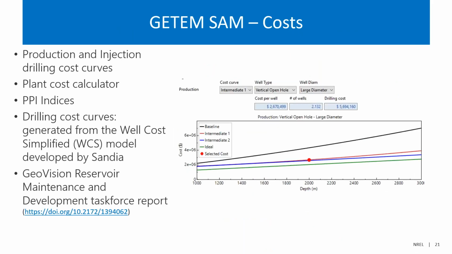Once you define your system, you have to define the cost of it. A key thing here is the production and injection drilling cost curves. These cost curves come from the well cost simplified model developed by Sandia for different cases where there are 4 different cost curves for each combination of well type and well diameter that come from the GeoVision report. So we have that implemented in SAM along with a visual representation of where you fall along that cost curve.